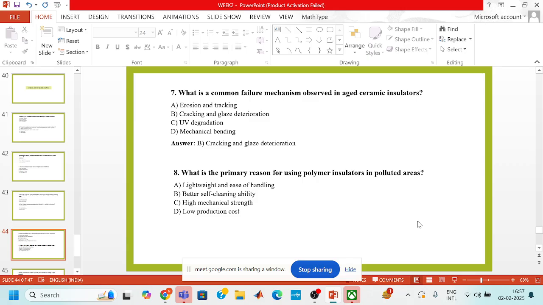Question number 8 is, what is the primary reason for using polymer insulators in polluted areas? Option A, lightweight and ease of handling. Second, better self-cleaning ability. C option is high mechanical strength. D is low production cost. Primary reason for using polymer insulators in polluted areas. So, lightweight and ease of handling.